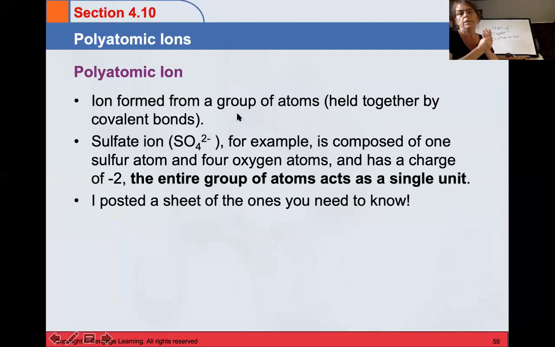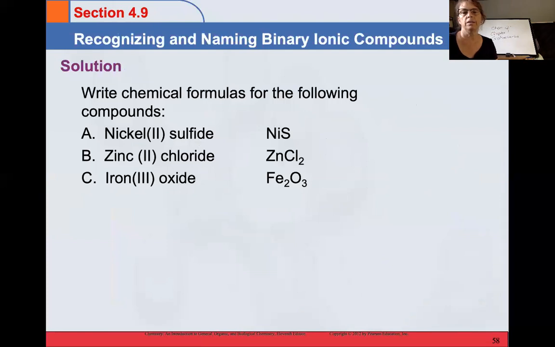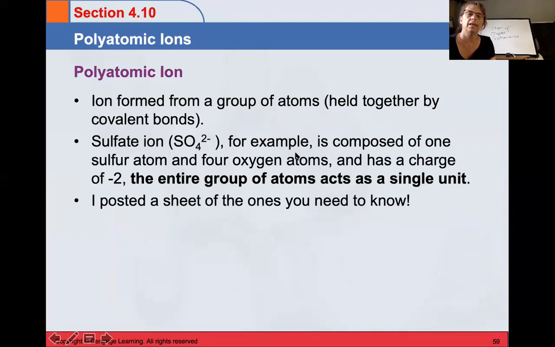So all of the ions that we've looked at so far are what are called monatomic ions, meaning that the ions consist of just a single atom, like a nickel or a sulfur or a zinc or a chlorine. In this section, we're going to look at what are called polyatomic ions, meaning an ion that consists of a group of atoms bonded together. So sulfate is an example of a polyatomic ion, more than one atom, polyatomic, but they still have a charge.